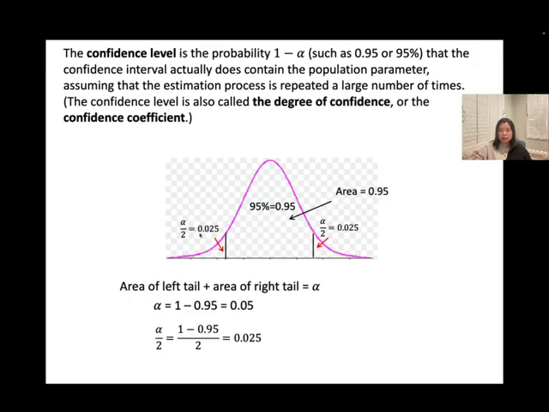You could try to add it up. Add up these three numbers; they are supposed to be equal to 1. Remember, in chapter 6 we talked about it: the total area under the curve has to be equal to 1. Okay, right? I need you guys to know how to find the area for each tail.